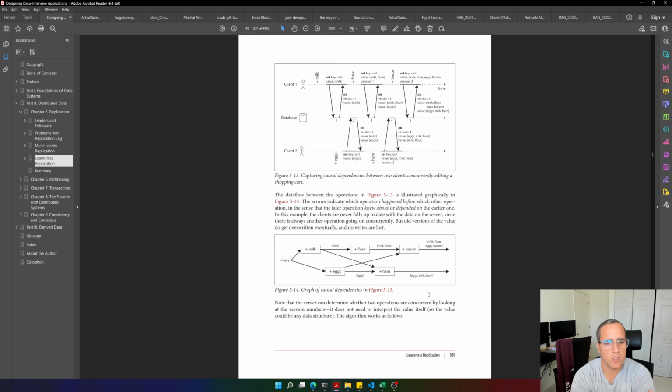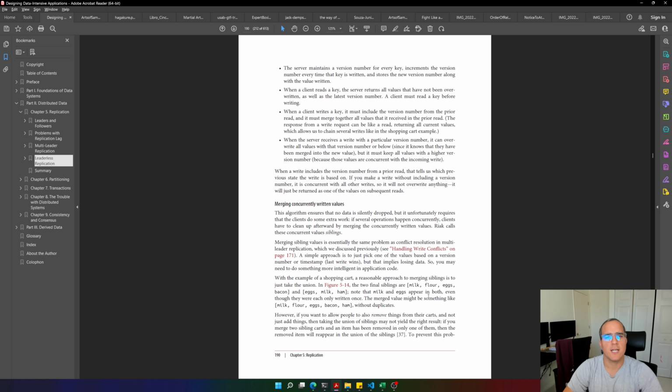It does not need to interpret the value itself, so the value could be any data structure. The algorithm works as follows. The server maintains a version number for every key, increments the version number every time that key is written, and stores the new version number along with the value written. When a client reads a key, the server returns all values that have not been overwritten, as well as the latest version number. A client must read a key before writing.